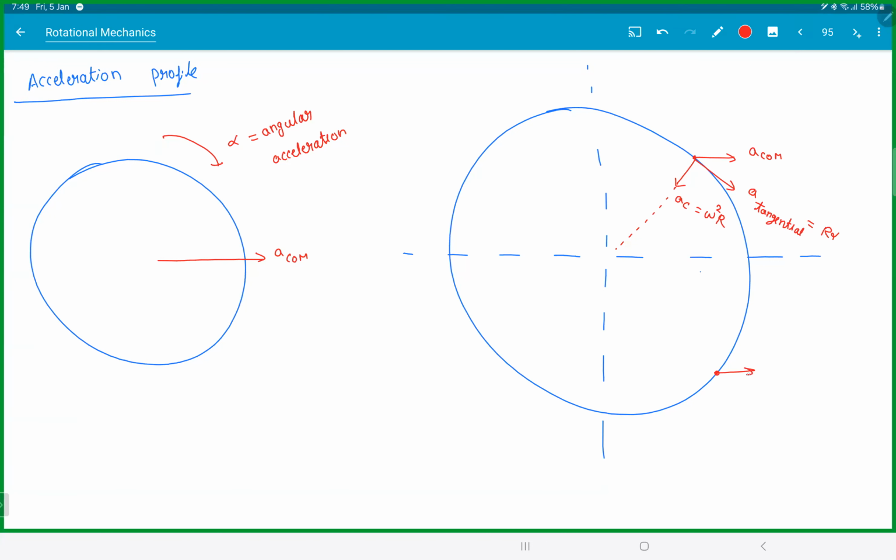So if you take a point here, this would be A center of mass. This would be R alpha, A tangential. This would be omega square R, A centripetal. So if they ask you to find the acceleration of a point on the circumference, don't write A plus R alpha and all. You have to include the centripetal acceleration.